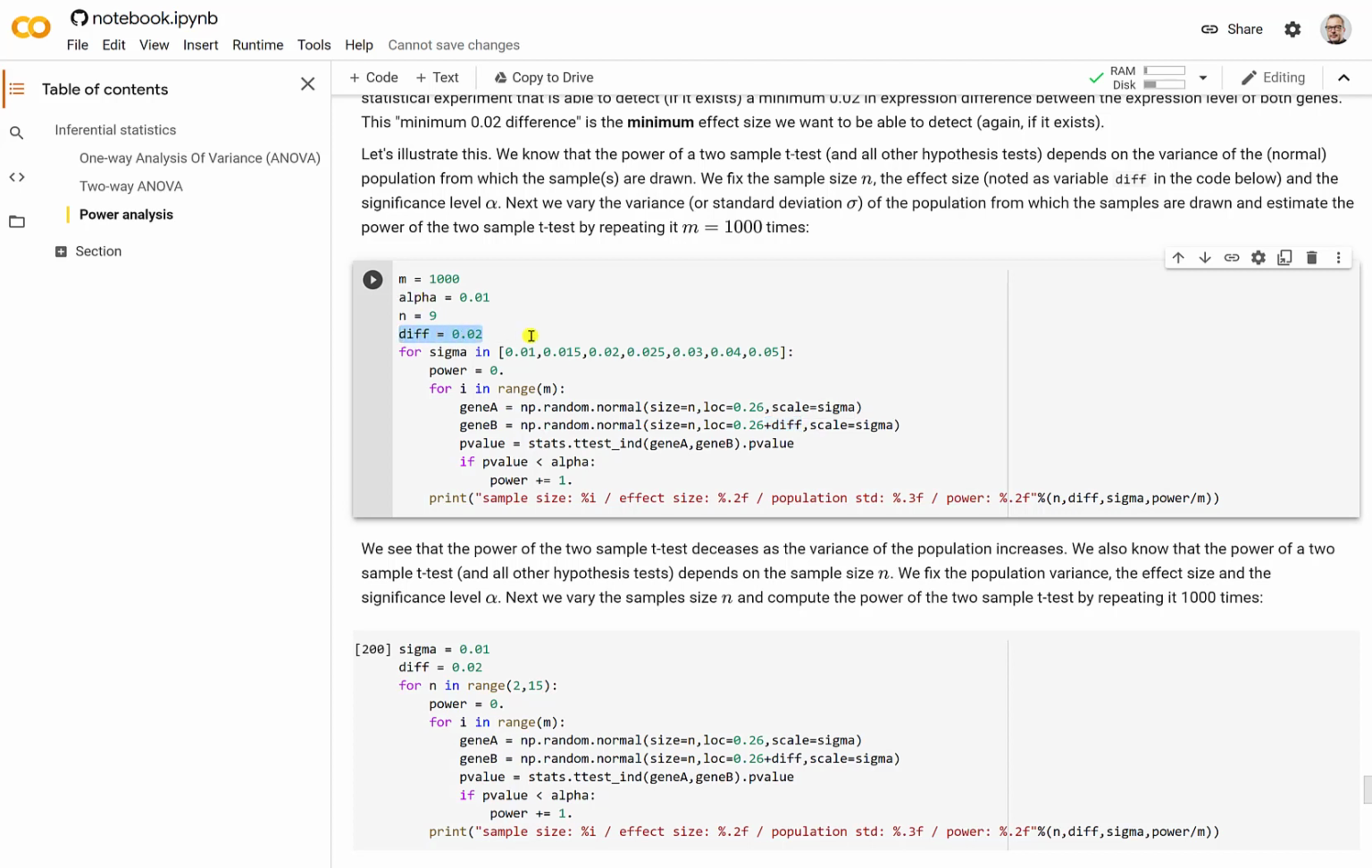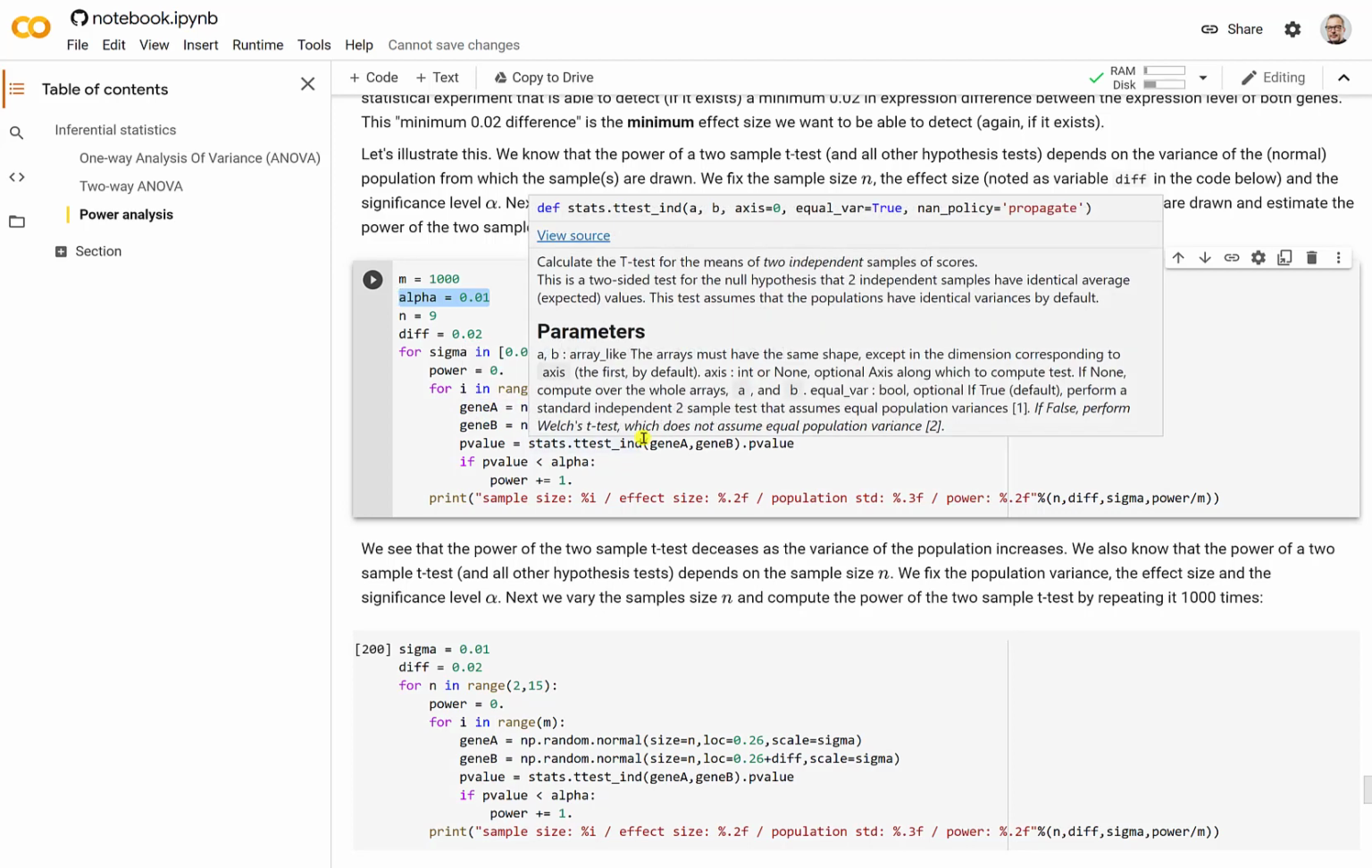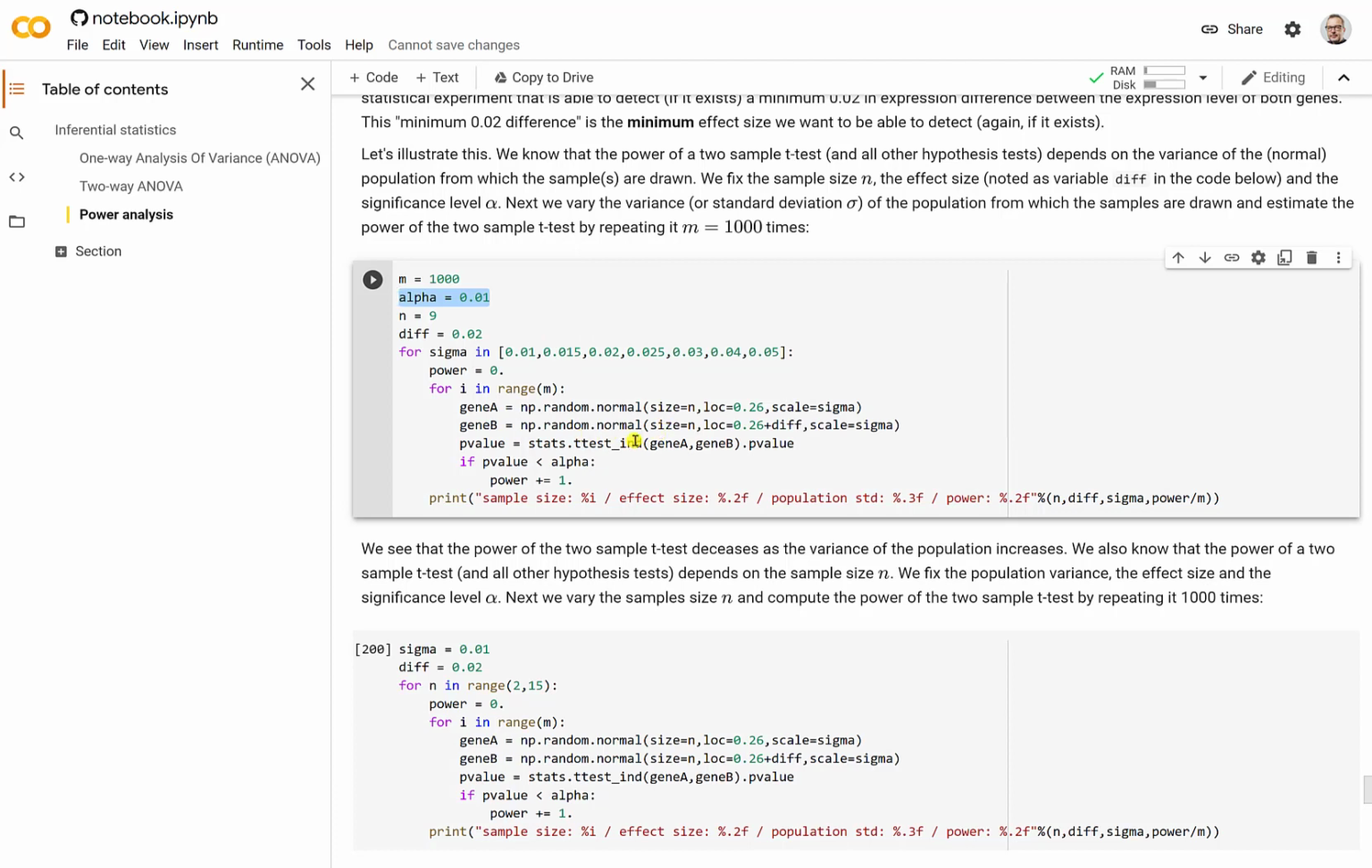So that's the minimum effect size I wanted to detect. Okay, and so we also have a fixed sample size, and we also have a fixed significance level here. Okay, and so for each of those populations that we have here, we're going to repeatedly sample two samples for gene A and for gene B. Now we're going to do the two-sample t-test. Okay, that's what we're doing here.